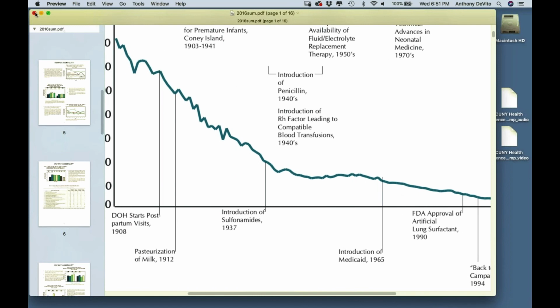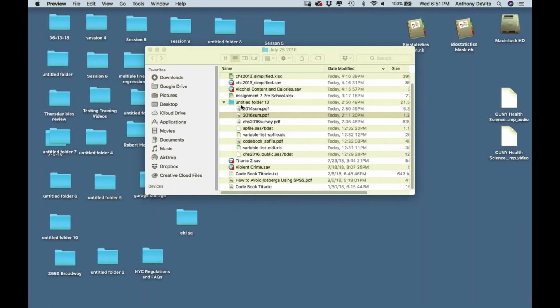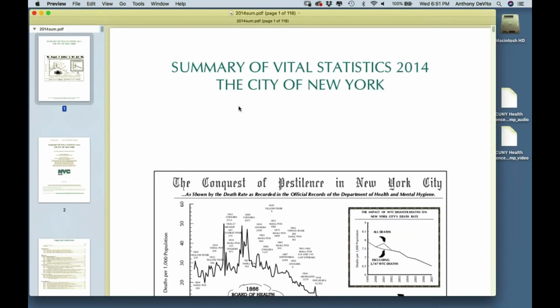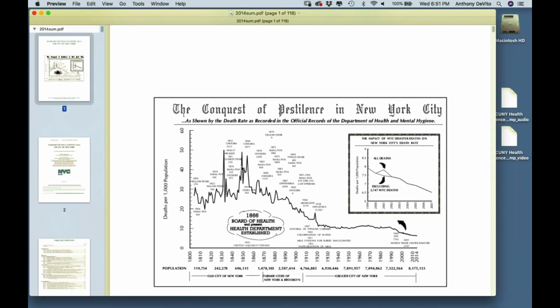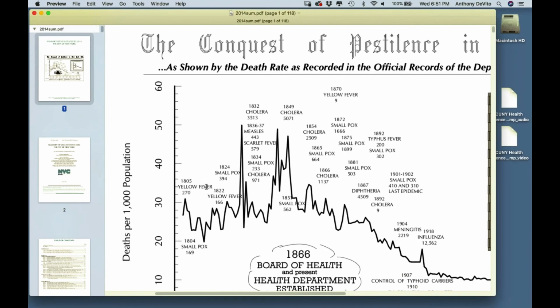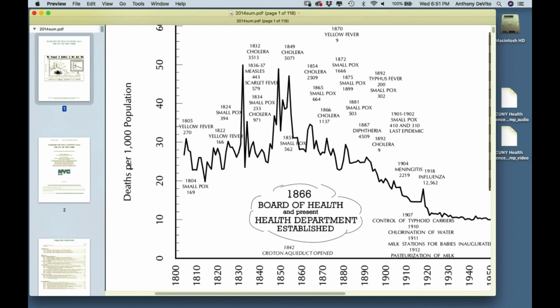Okay, they also have vital statistics or morbidity and mortality statistics for New York overall. So, for instance, here we have the death rate in New York per 1,000 population.